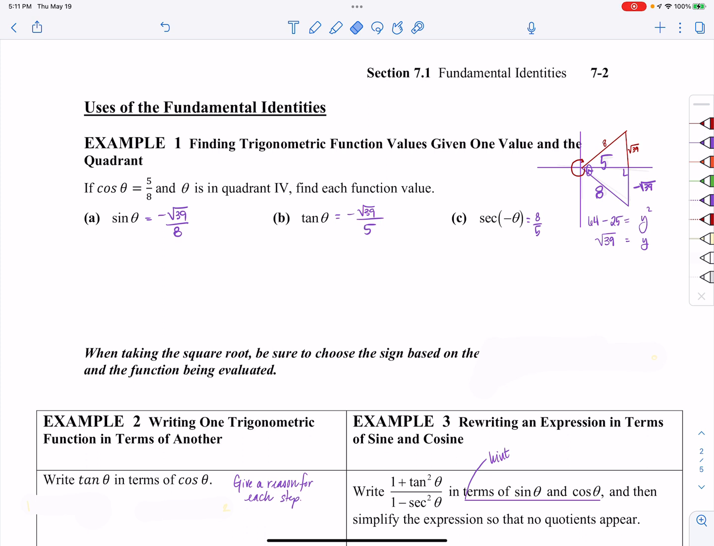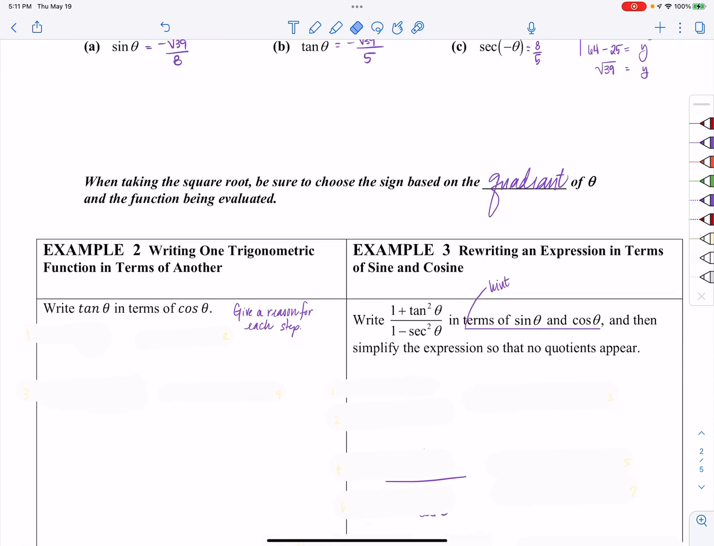When you are taking the square root, just make sure that you choose a sign based on the quadrant of theta and the function that's being evaluated. So in other words, this is just a reminder to pay attention to your pluses and your negatives.